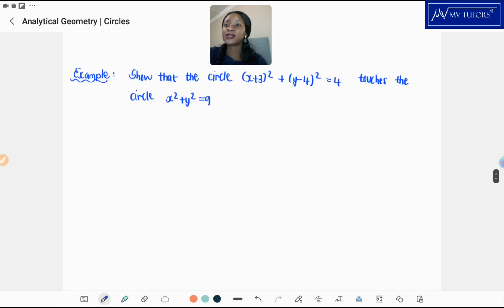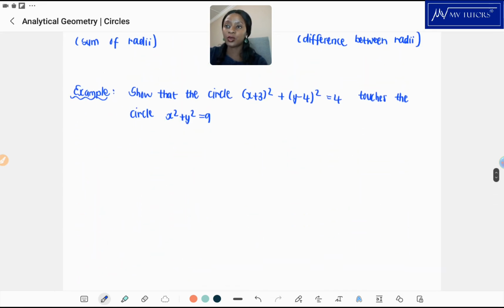So now let's get back to this question. How can we show that the circle (x + 3)² + (y − 4)² = 4 touches that particular circle?